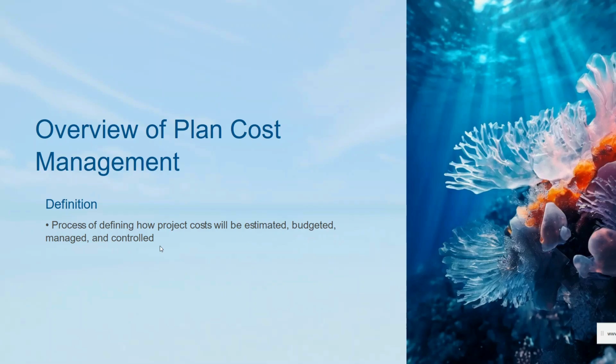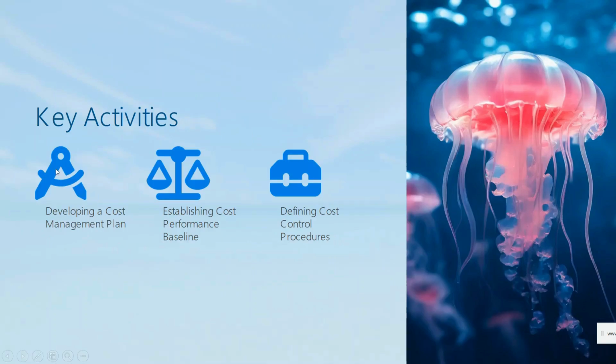Here we have the key activities which we will perform for plan cost management. You can see we have developing a cost management plan. This document provides a clear strategy for managing product cost, including how estimates will be made, how cost will be tracked, and how to handle changes in the product cost.